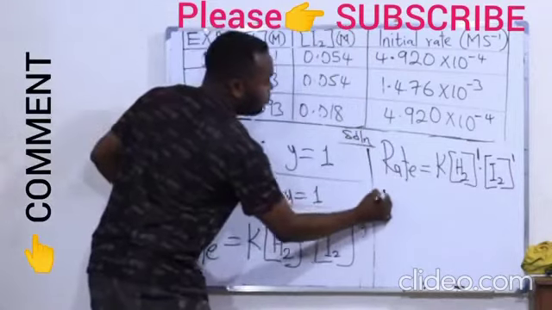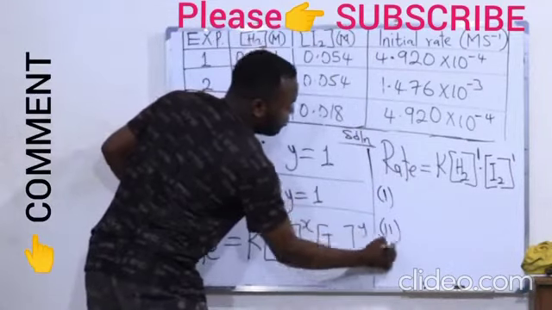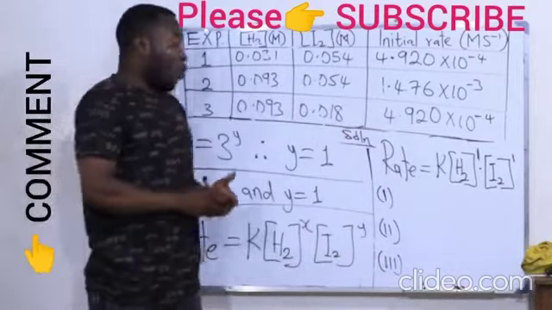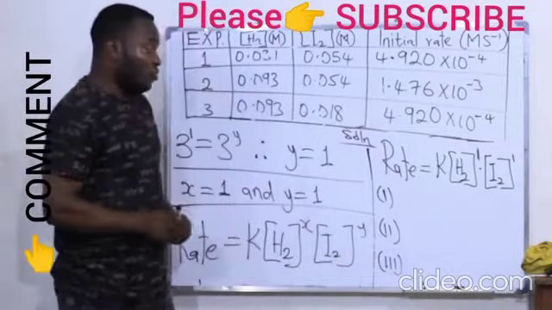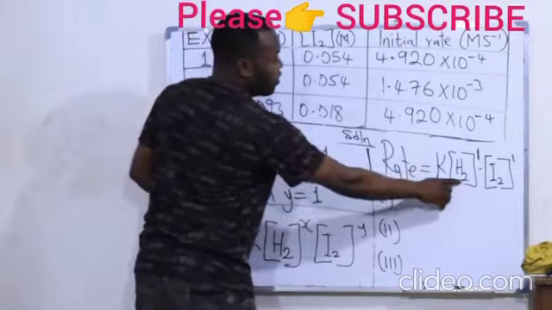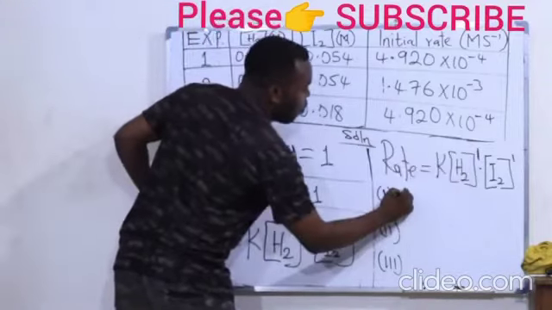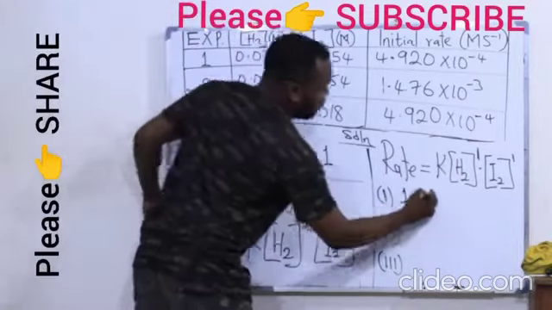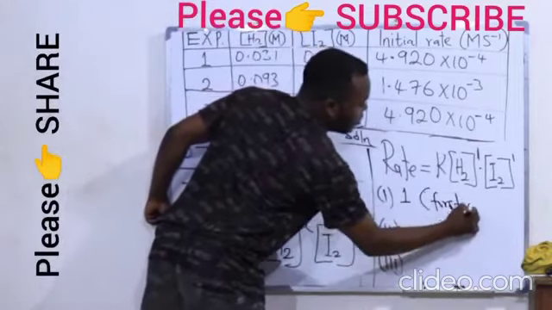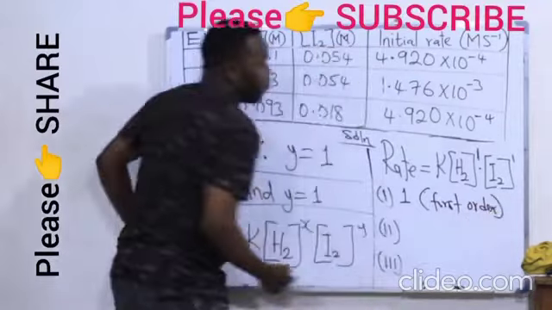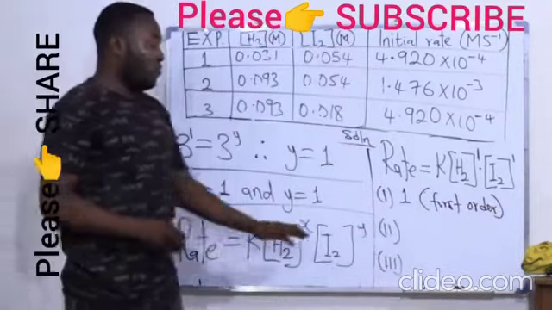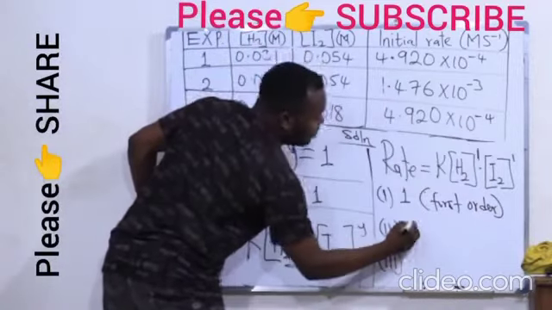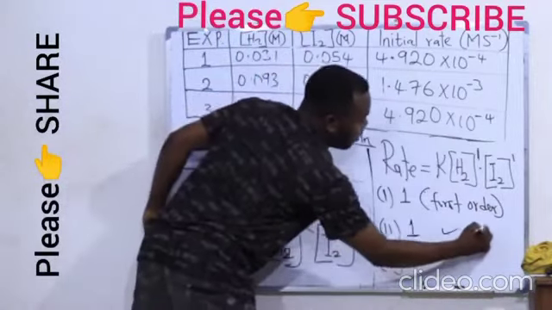So, number 1 question, we are going to answer it. Number 2 and number 3. The first question there says, what is the order of the reaction with respect to hydrogen? With respect to hydrogen, as you can see, the order is 1, and 1 simply means first order. Number 2 question says, what is the order of the reaction with respect to iodine? With respect to iodine, the order is also 1, which is first order as well.